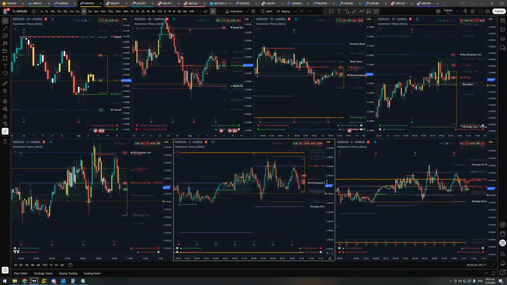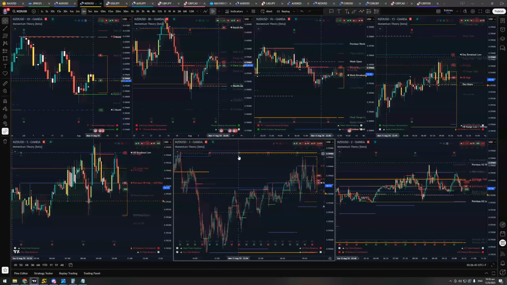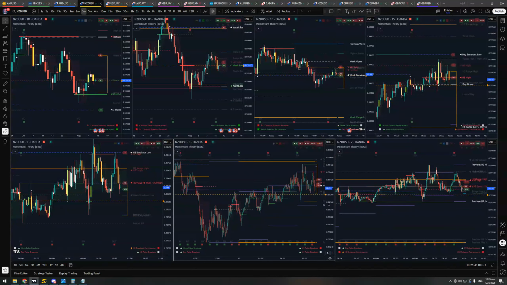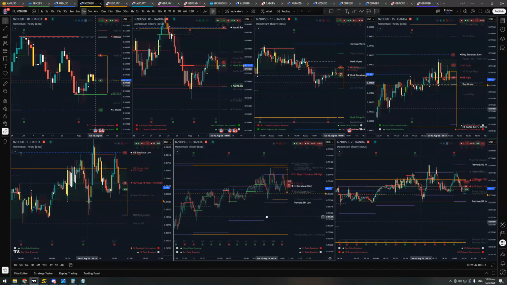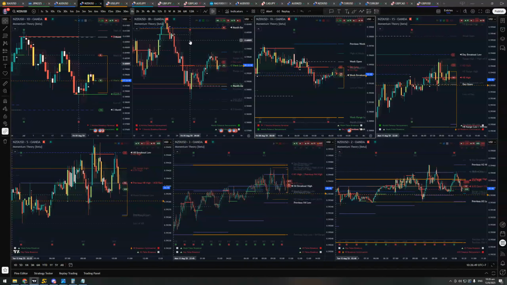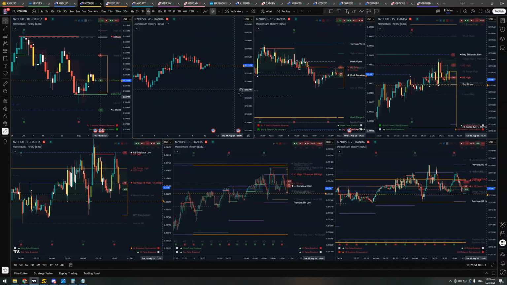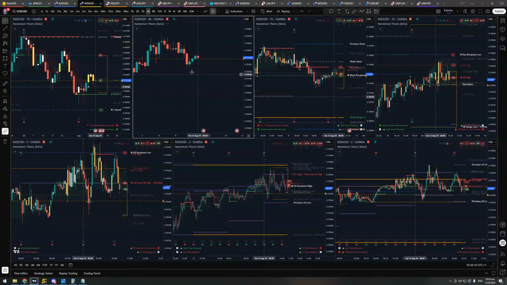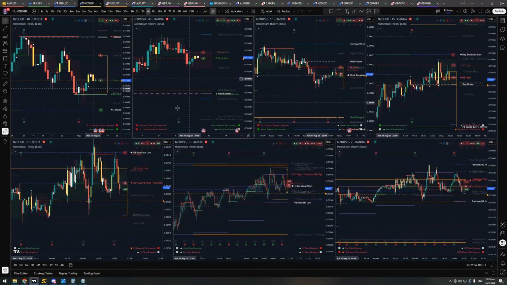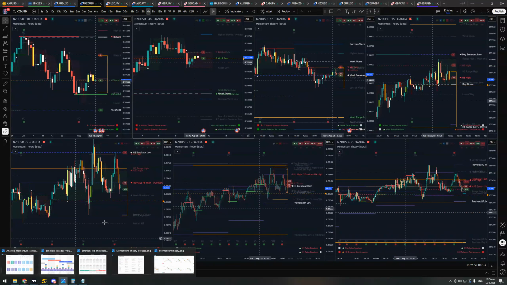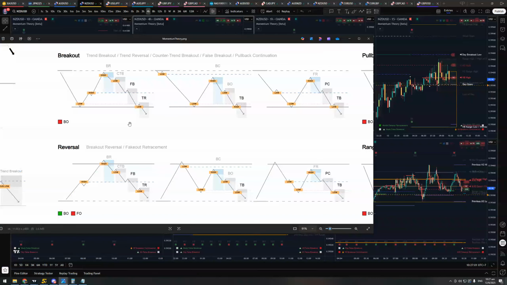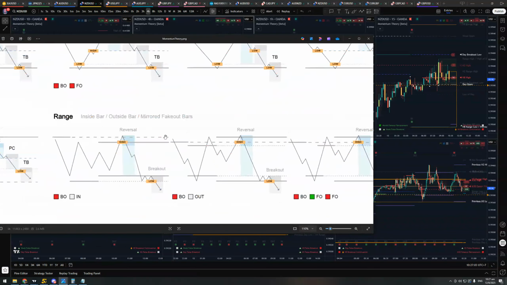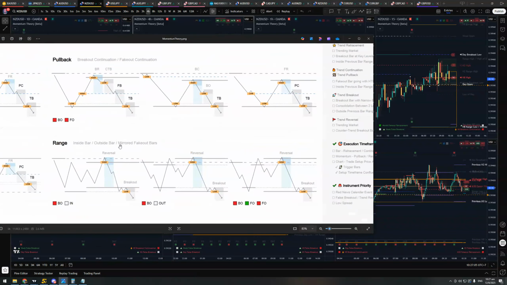Let's see. We are in a range on the H4, and we have not triggered that high. It's an inside bar. So inside bars, I treat these ranges a little bit different than all the other ranges. I have a number of different ways of looking at ranges.